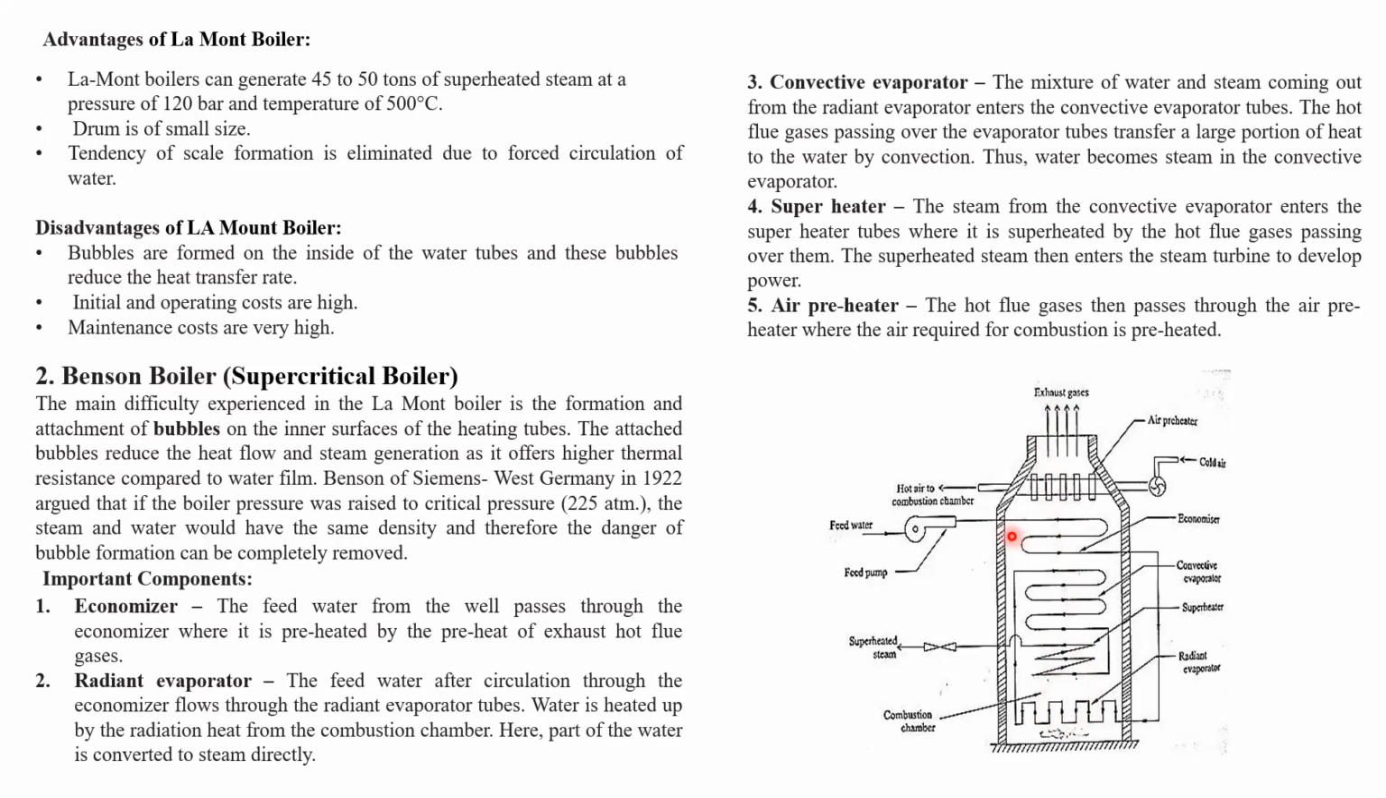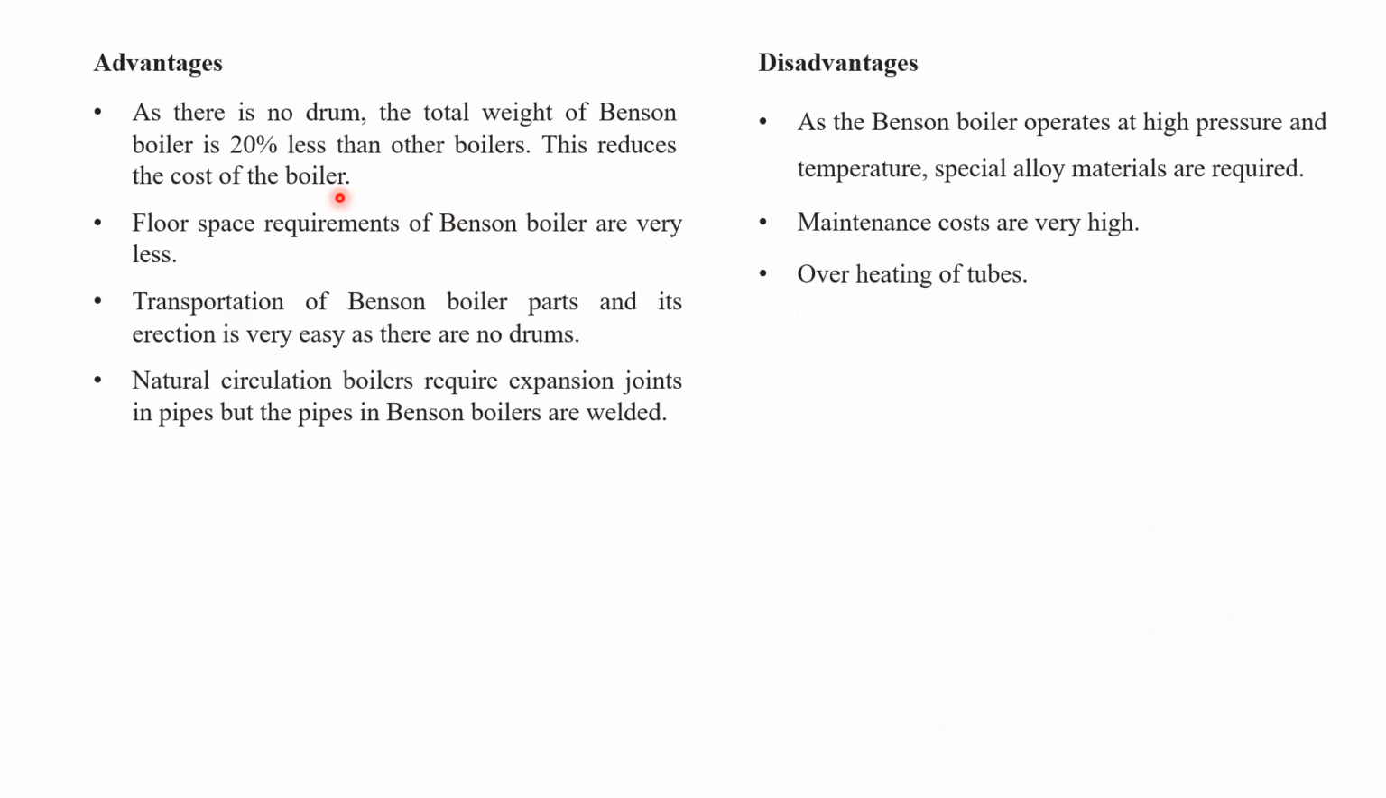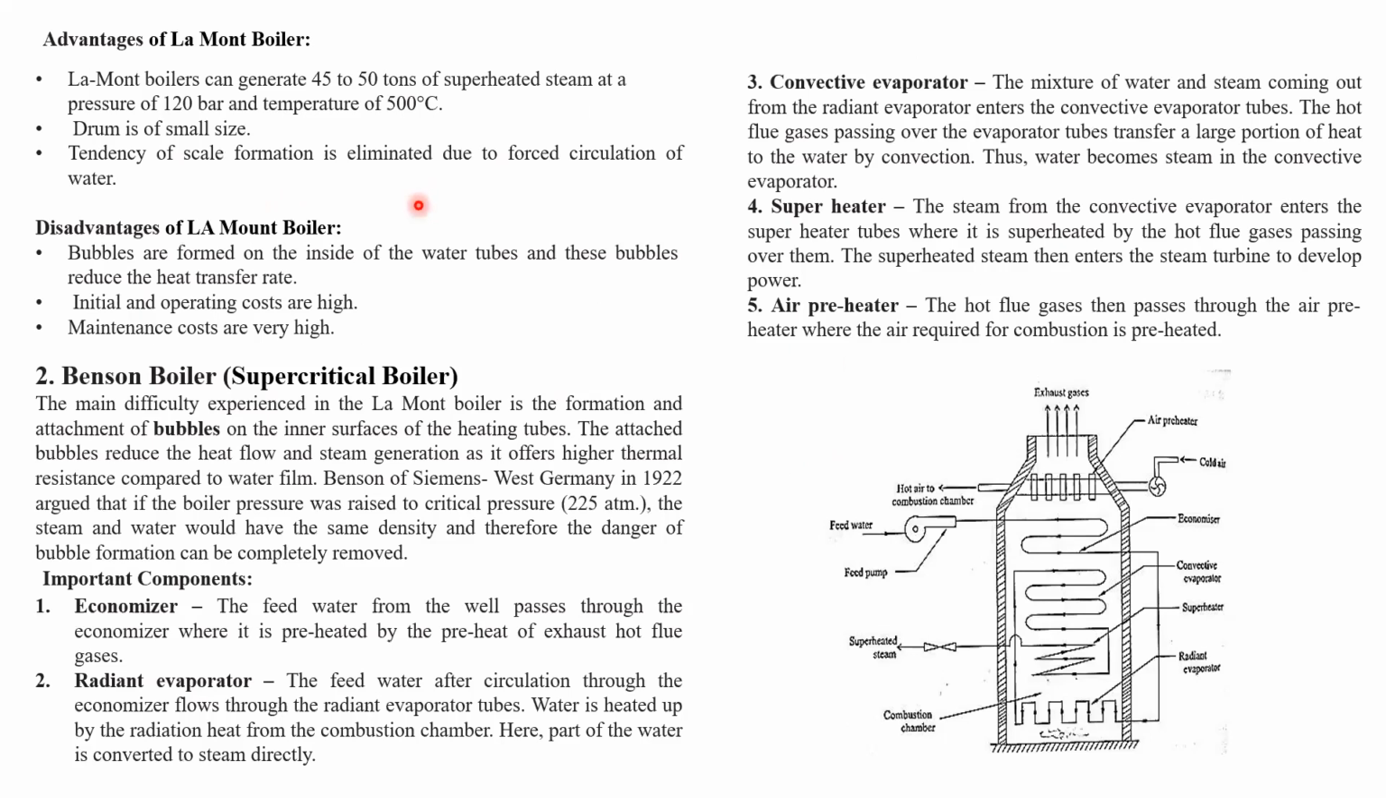Okay, all other functions are the same. The second difference between the Lamont and Benson boiler is there is no circulating water pump in the Benson boiler. No circulating water pump, and the radiant flue gases flow over the radiant heat tubes, the radiant heater area. So those are the main differences, but the functions are the same. Okay, we'll see the advantages. As there is no drum, one more point to be noted: the drum is not there, the pump is also not there. That is also one more difference.